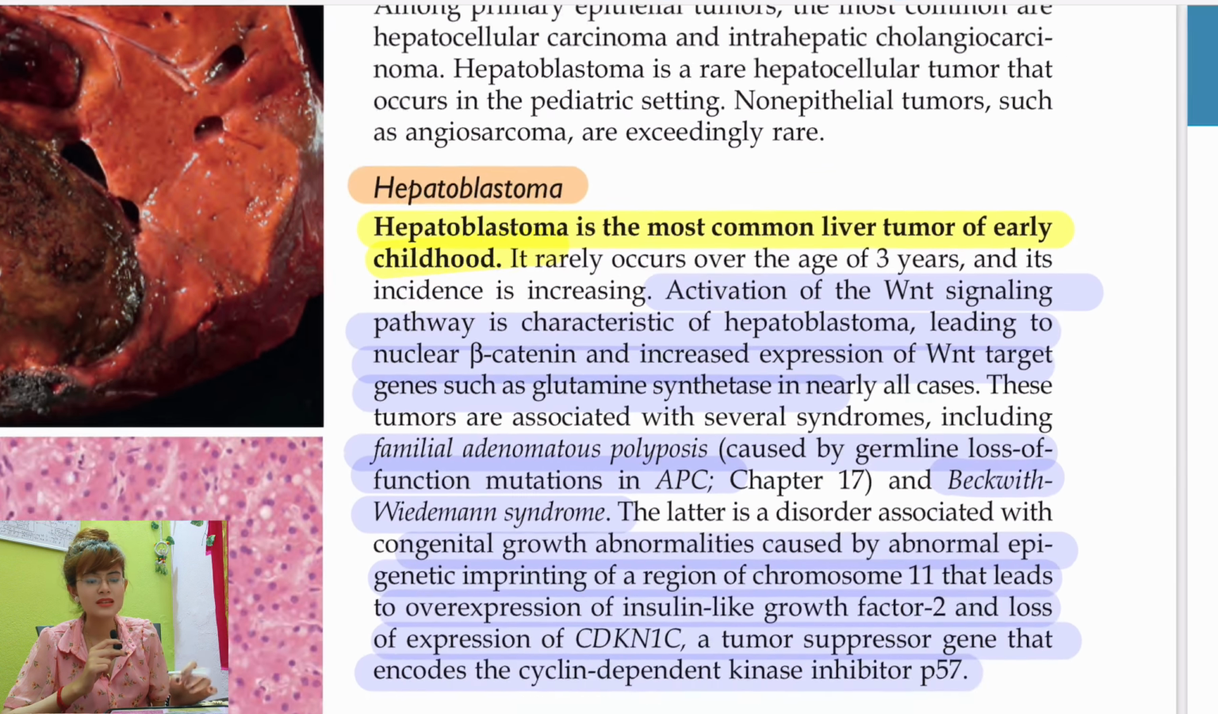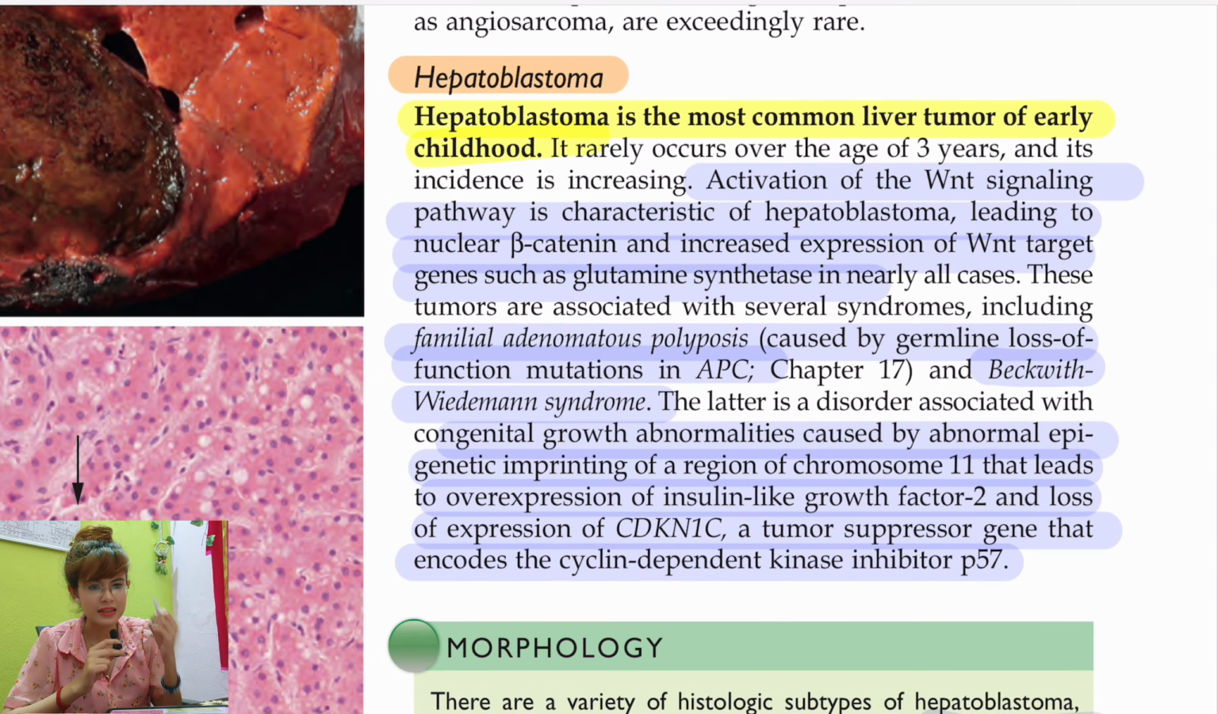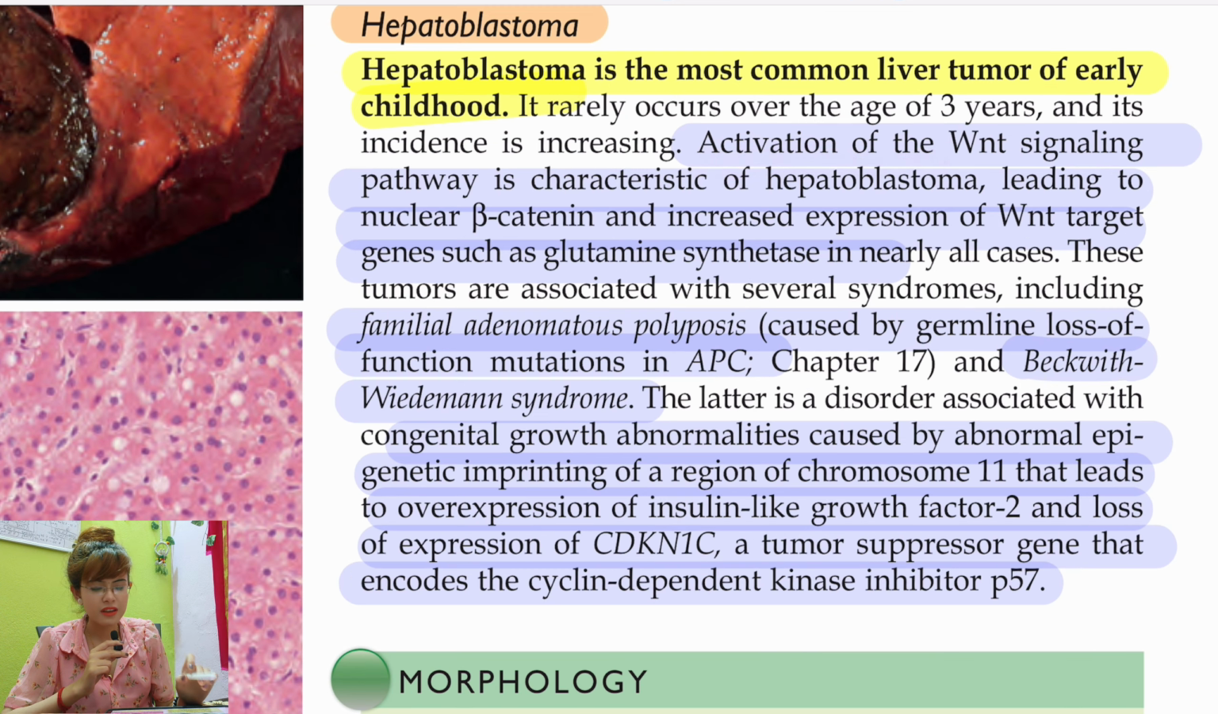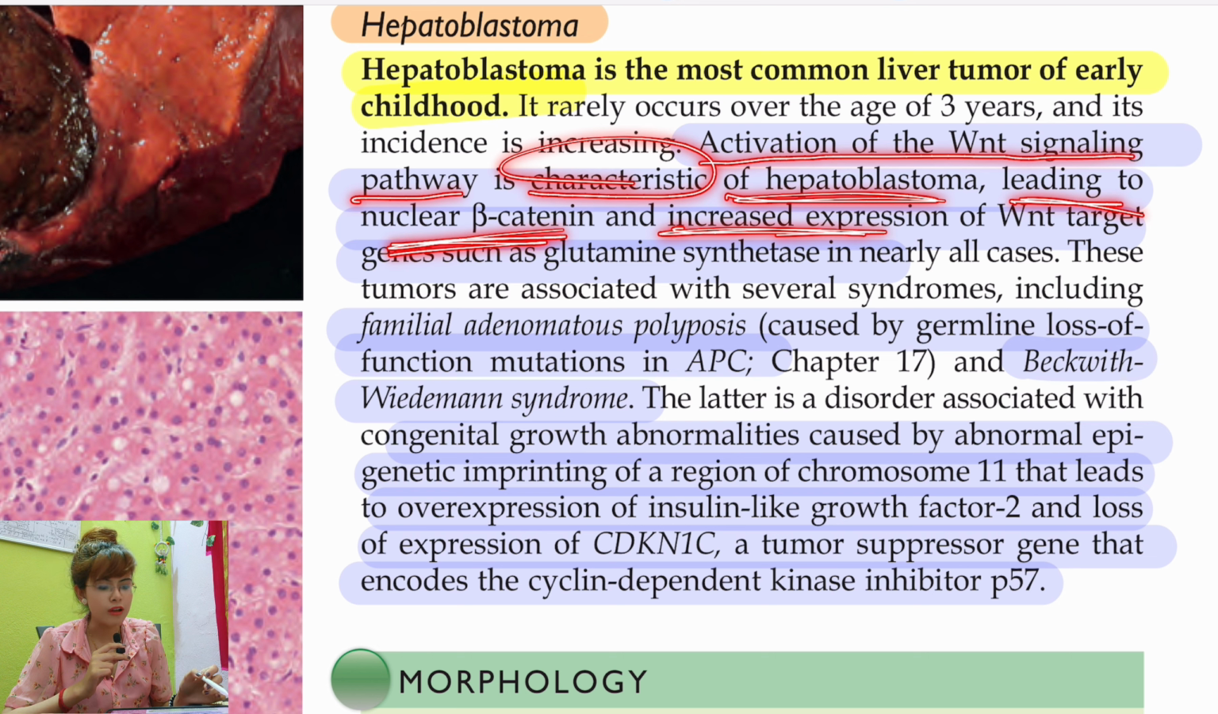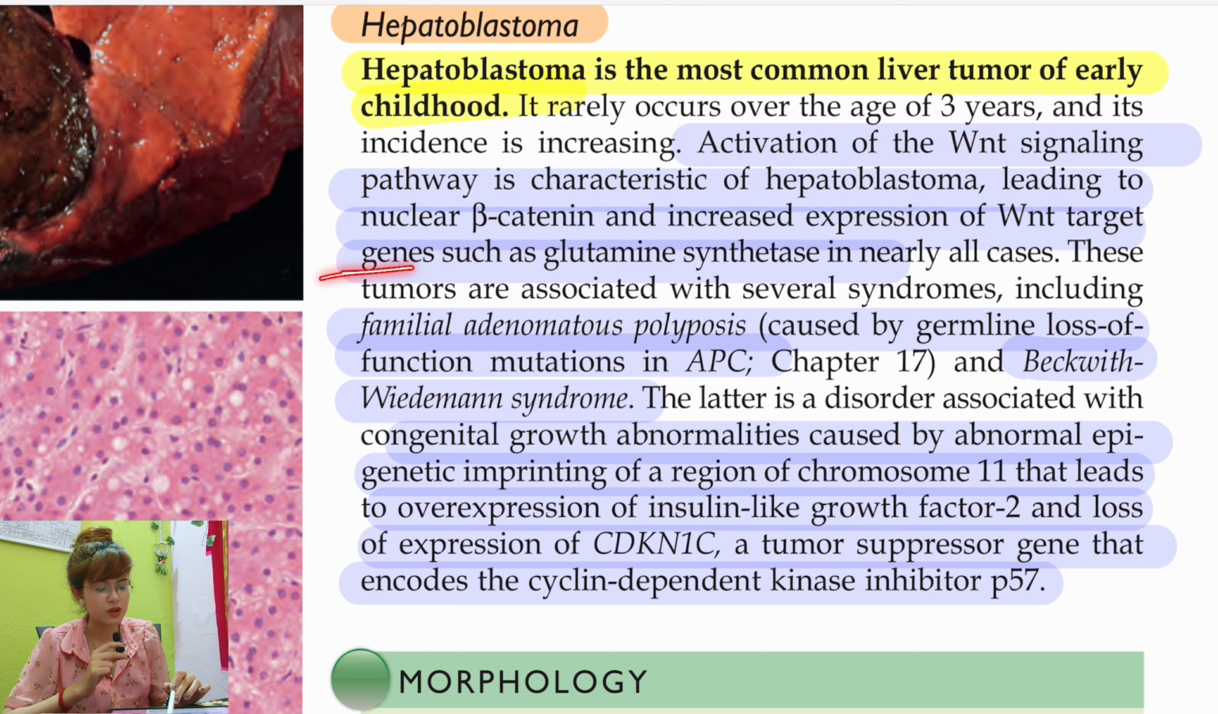Blastoma here means the cells are of fetal or embryonal origin, meaning the hepatocytes are not mature. This is the most common liver tumor of early childhood. There is activation of the WNT signaling pathway, which is characteristic of hepatoblastoma, leading to nuclear beta catenin and increased expression of WNT target genes such as glutamine synthetase in all the cases.